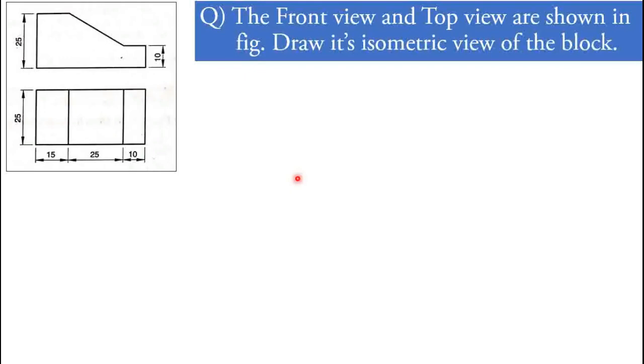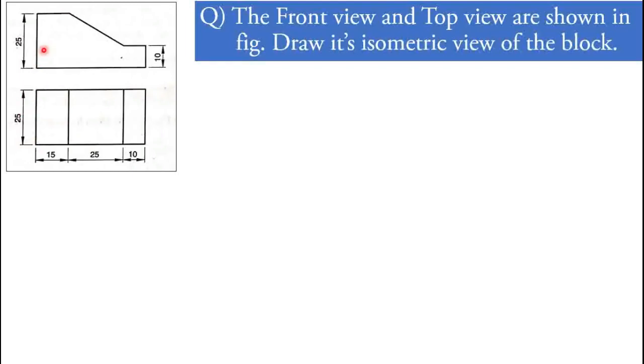Here they have clearly mentioned to draw the isometric view of the given block. So remember carefully, we use the given dimensions for converting it into the 3D diagram. First of all we have to observe the given views properly, and from these two views we have to identify the three dimensions: the overall length of the object, the overall height, and the overall width. From the front view we can identify the length and height of the object, and from the top view we can identify the length and width.